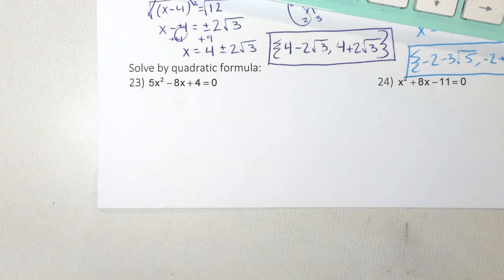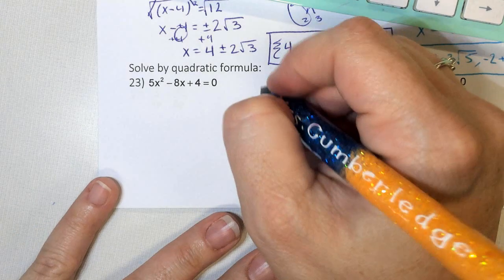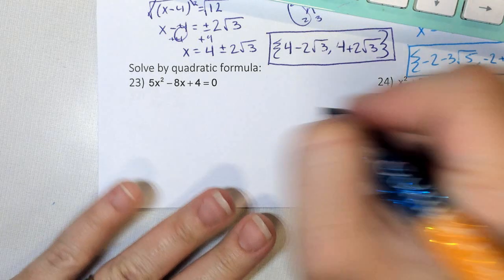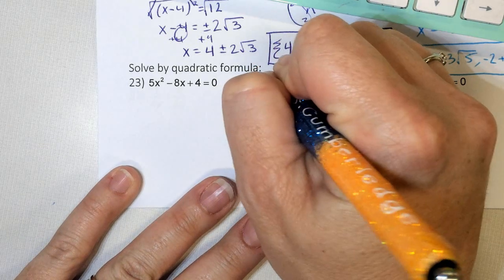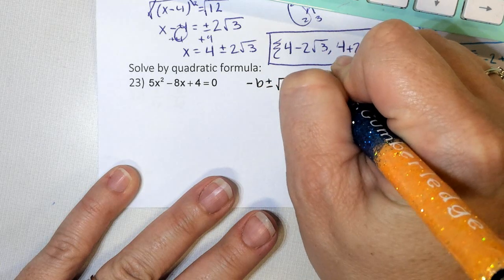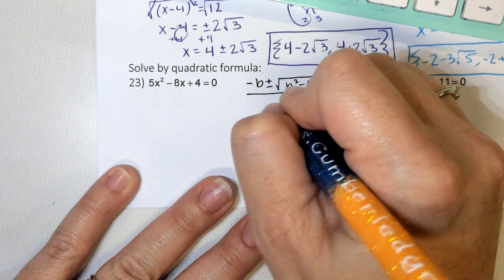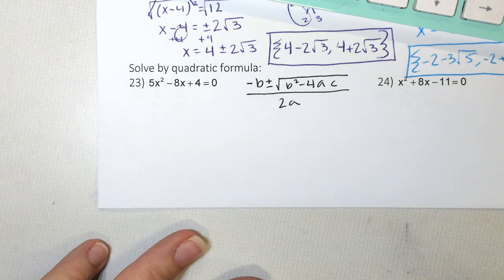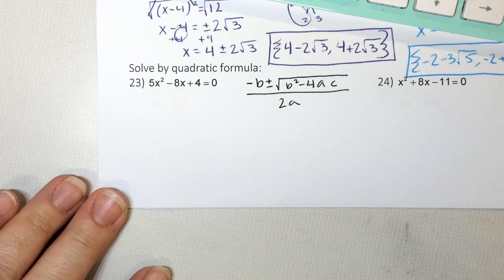Okay, so these two are quadratic formula. You will not be asked to memorize this. You will be given the quadratic formula. So negative b plus or minus square root b squared minus 4 times a times c, all over 2a. So this is the quadratic formula.